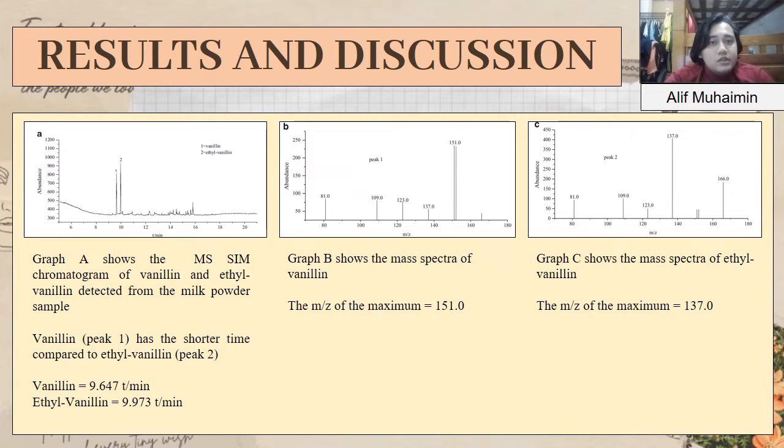Graph B shows the mass spectra of vanillin. The mass to charge ratio of vanillin is at its maximum at 151.0 m/z, while graph C shows the mass spectra of ethyl vanillin. The mass to charge ratio of ethyl vanillin is at its maximum at 137.0 m/z.